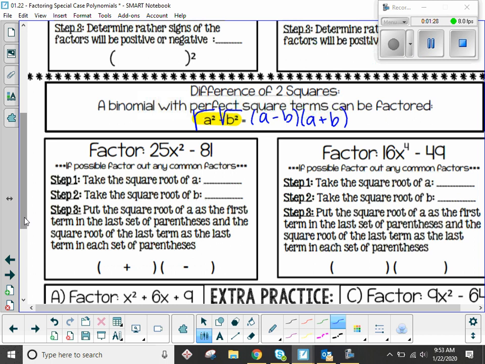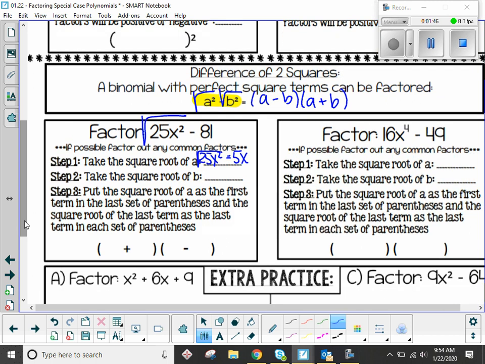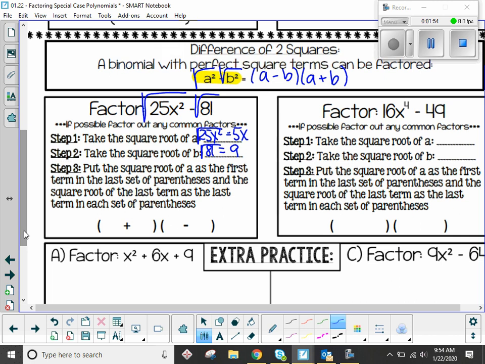You're going to take the square root of the first term. What is the square root of 25? 5. And what's the square root of x squared? X, okay. And then step 2 is square root the second term. What's the square root of 81? 9. And then all you're going to do is create two factors with that 5x and that 9. One with a plus and one with a minus.